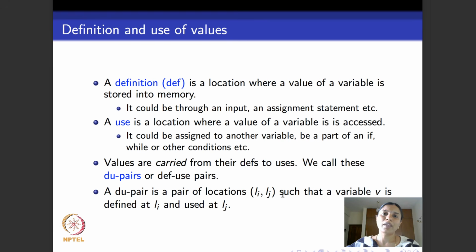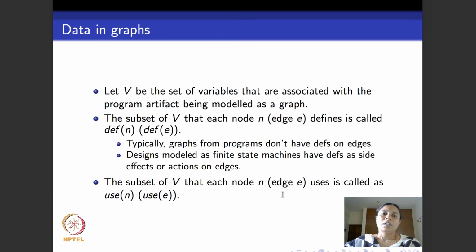What is a DU pair? A DU pair is a pair of locations Li, Lj, such that the variable is defined at Li and used at Lj. So consider a program that is modeled as a graph. We will look at graph data flow testing with reference to graphs in this module. So we consider a program that's modeled as a graph, and let V be the set of variables that are associated in the program, right? I want to know how these variables now come inside this graph.